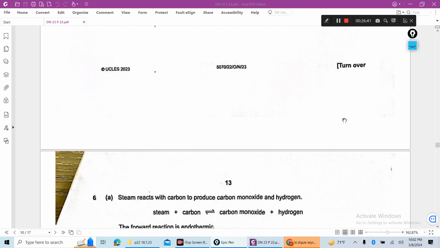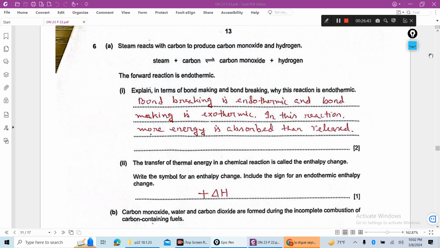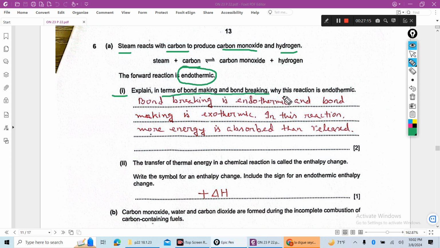Okay, now next, question 6. Steam reacts with carbon to produce carbon monoxide and hydrogen. The forward reaction is endothermic. So explain in terms of bond making and bond breaking why this is endothermic.